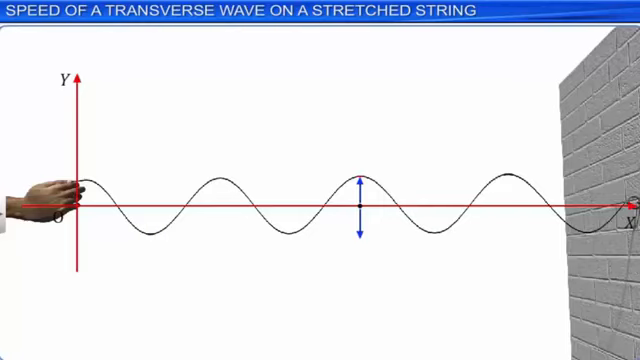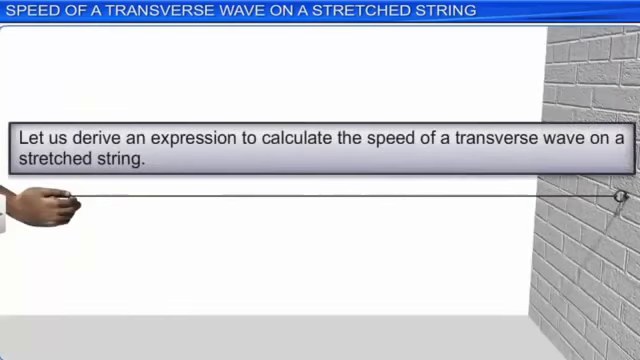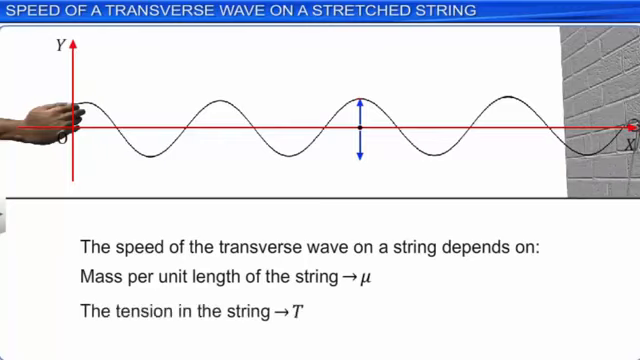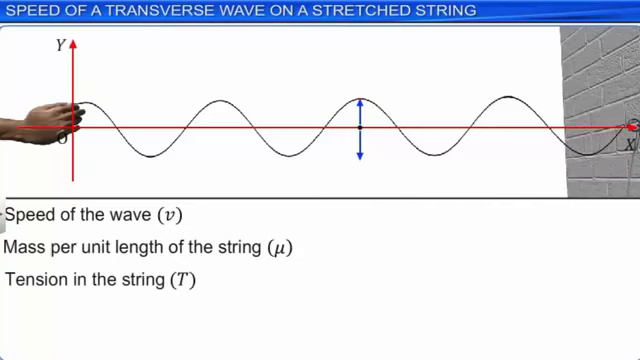The speed of the transverse wave on a string depends on the mass per unit length of the string, mu, and the tension of the string, T. A relationship between the speed of the wave v, mass per unit length mu, and tension T of the string can be derived by the dimensional analysis method. Let the mass of the string be M and the length of the string be L. The linear mass density mu of the string is equal to mass by length. Therefore, the dimensions of mu are M into L raised to the power minus 1.